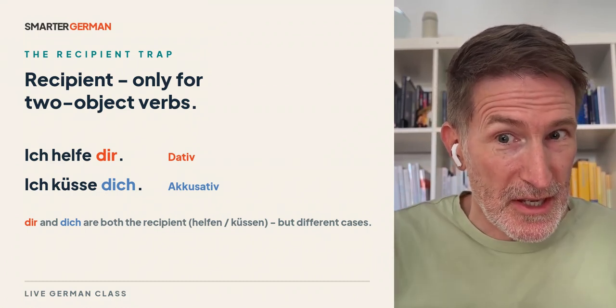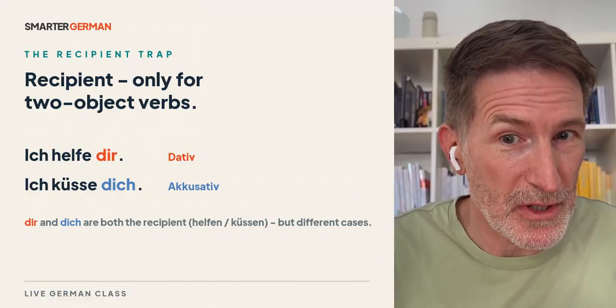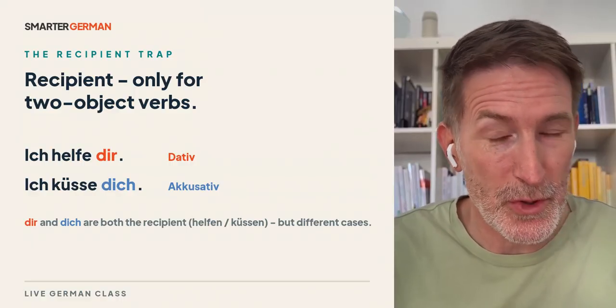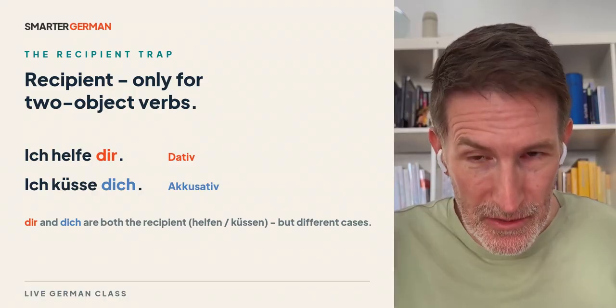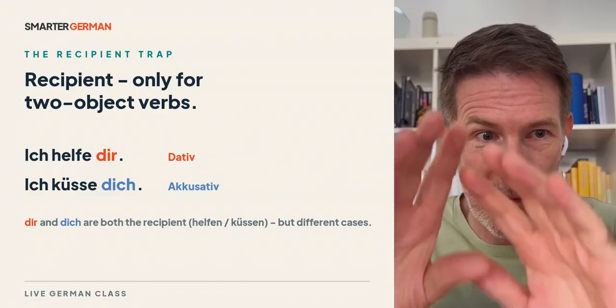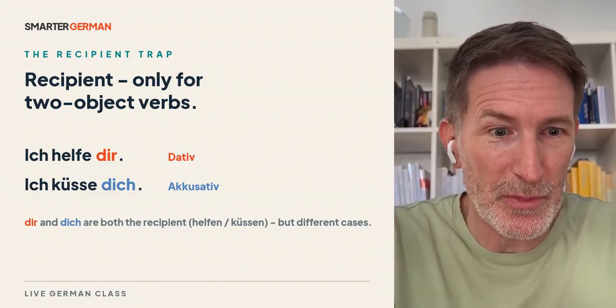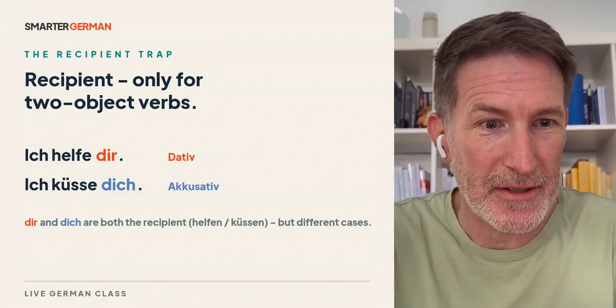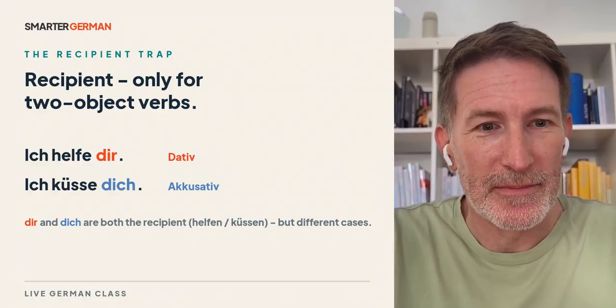And in both cases, the du or the dir, the dich, is the recipient of the action, of the helfen or of the küssen. Yeah. So the idea of recipient really only ever works within the context of the verbs with two objects. That's something I want to stress not only for you, but for everyone else watching this. Yeah. Okay. You had another question.